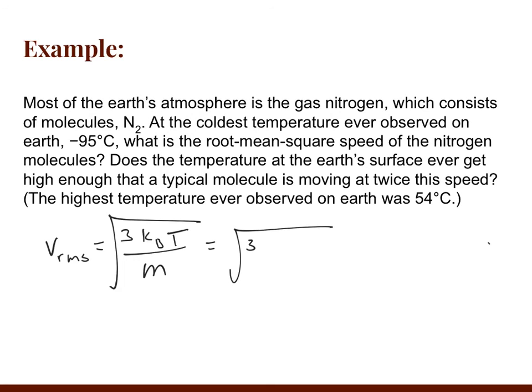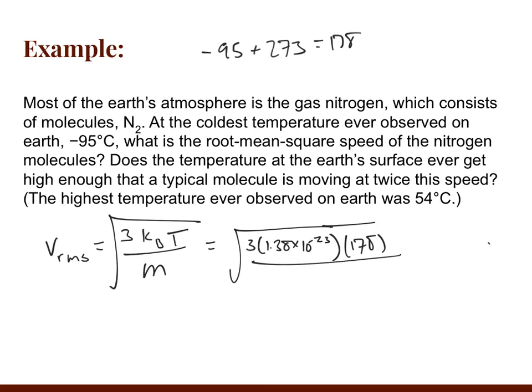So we'll do 3 times the Boltzmann constant, which is 1.38 times 10 to the negative 23rd. The temperature has to be in Kelvin, so we do negative 95 plus 273, which will get you, let's see, 178. And then you divide that by the mass.